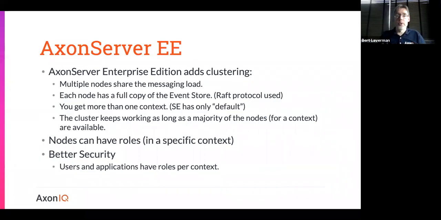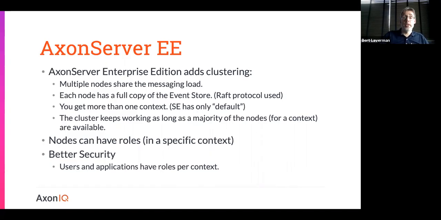Because now that we have Kubernetes, let's take a look at a cluster with AxonServer Enterprise Edition. AxonServer Enterprise Edition uses multiple nodes to share the messaging load, and it also makes sure that every copy of AxonServer, every node, has a full copy of the event store. The event store is replicated using the Raft protocol. If you're interested in that, a link to the Raft protocol is in a later slide.